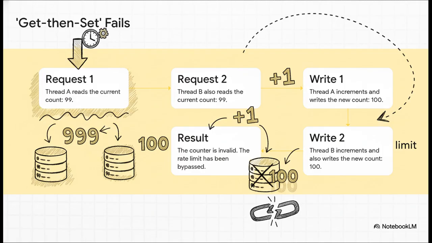Thread B also reads the count, and what does it see? It also sees 99. Right. Then they both increment their local value to 100 and write it back. And what's the result? We've processed 2 requests, but only incremented the counter by 1. The rate limit has just been bypassed.